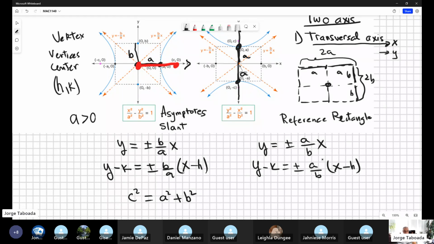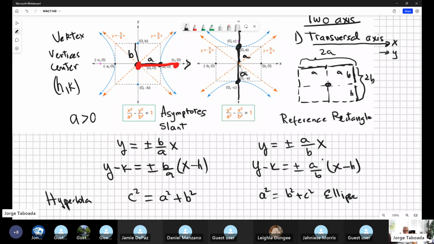Don't confuse it with the ellipse. The ellipse is different. The ellipse is a squared equals b squared plus c squared. This is for the ellipse. For the hyperbola, who is the bigger? Between a, b, c, c is the bigger. Hyperbola.